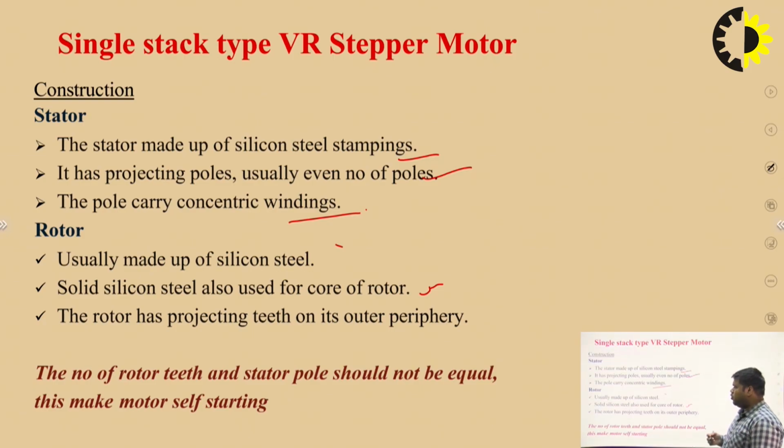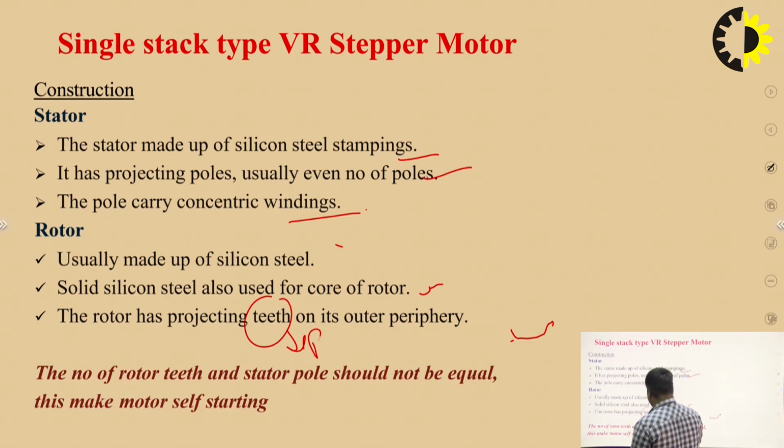The rotor is also usually made up of silicon steel stampings, and solid silicon steel is also used for the core of the rotor of the single stack variable reluctance type stepper motor. The rotor has projecting teeth on its outer periphery. Teeth are nothing but the poles.